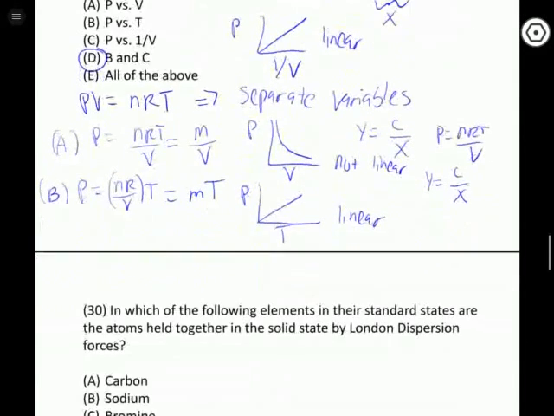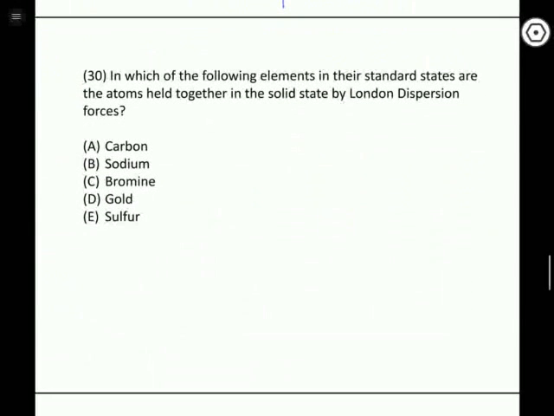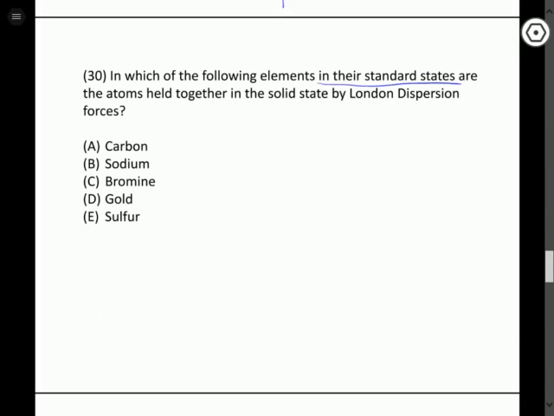All right, on to number 30. Make sure we have enough time to get through all these. Now we're on to the conceptual questions dealing with phase changes and intermolecular forces and all those good things. In which of the following elements in their standard states, so that's the key word here, standard states, are the atoms held together in the solid state by London dispersion forces? So for all of these, we need to figure out what is the standard state of the element, so figure out which ones are solids and then which ones would then be held together primarily by London dispersion forces.